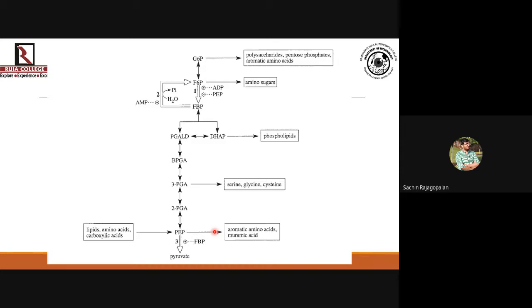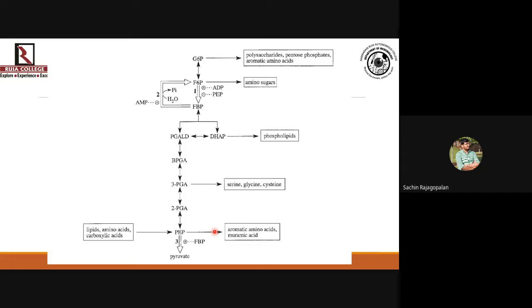Several lipids, amino acids, carboxylic acids can be metabolized to the level of PEPA, which means that PEPA can act as an entry point when lipid is your respiratory substrate, or amino acid is your respiratory substrate, or some kind of carboxylic acid is your respiratory substrate. Under those circumstances, they can be broken down to the level of phosphoenol pyruvic acid. From there, it enters your metabolic pathways.